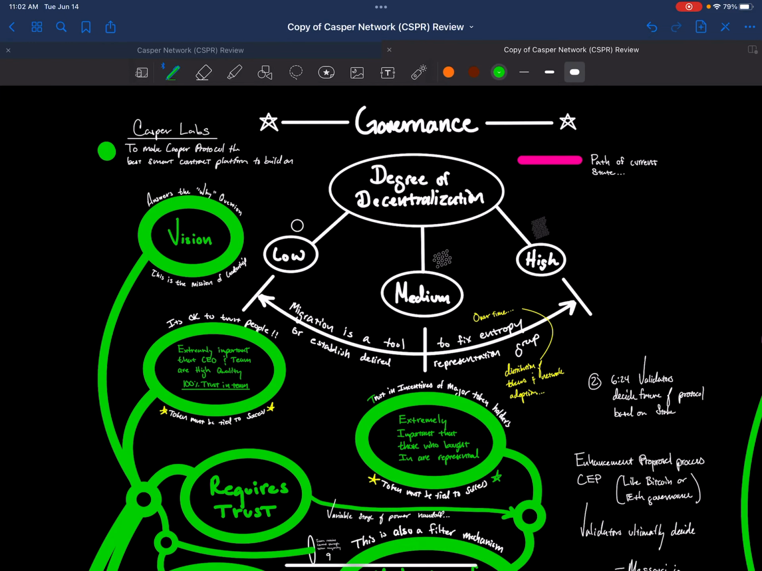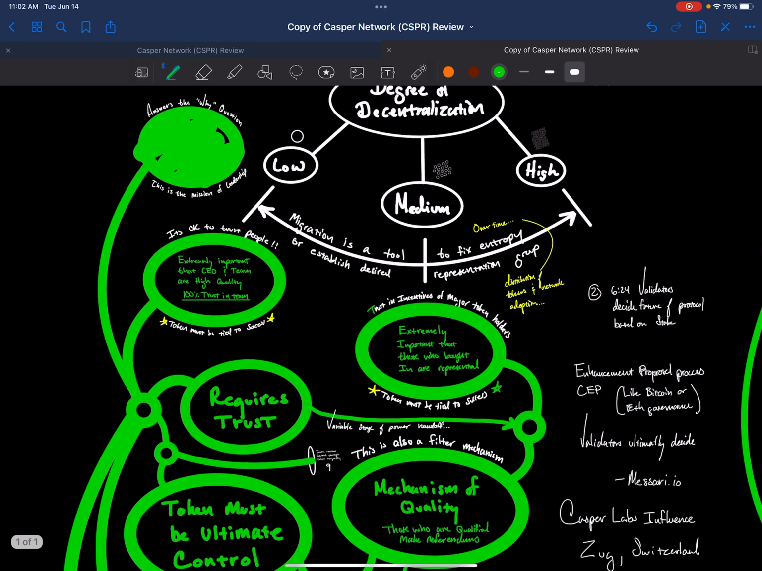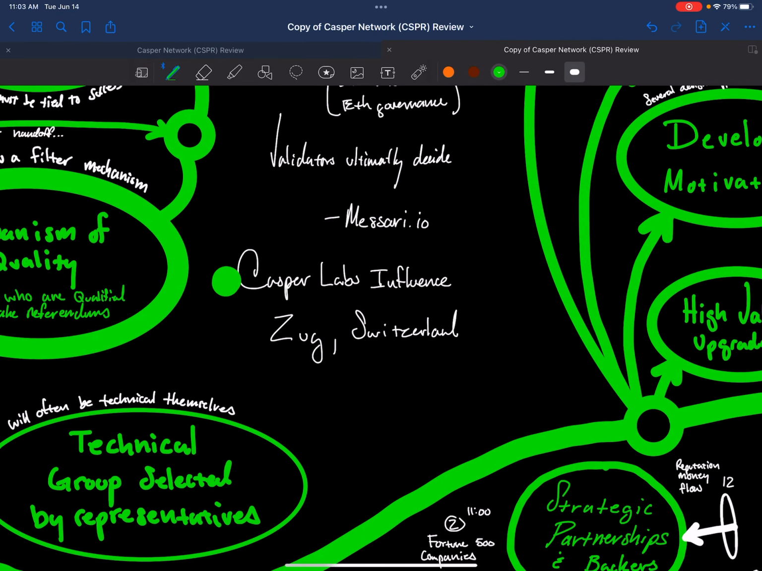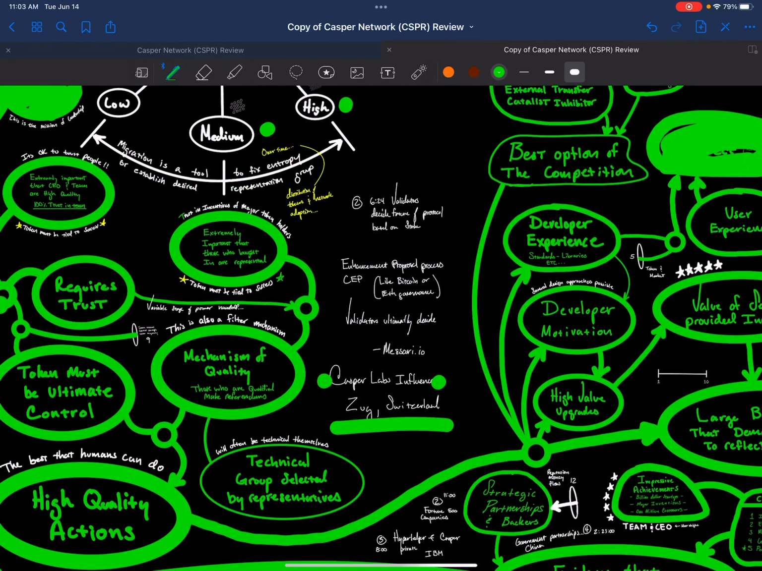Casper Labs, what is their vision? To make Casper protocol the best smart contract platform to build on. So I guess it's a pretty good vision. They want to be the best one to build on. So that's what you would need to grow and capture market share. As far as how decentralized this is, it is somewhat medium, moving to high decentralization, because Casper Labs has a pretty big influence. They're in Zug, Switzerland, but over time it'll move in the direction of more decentralization as time goes on.